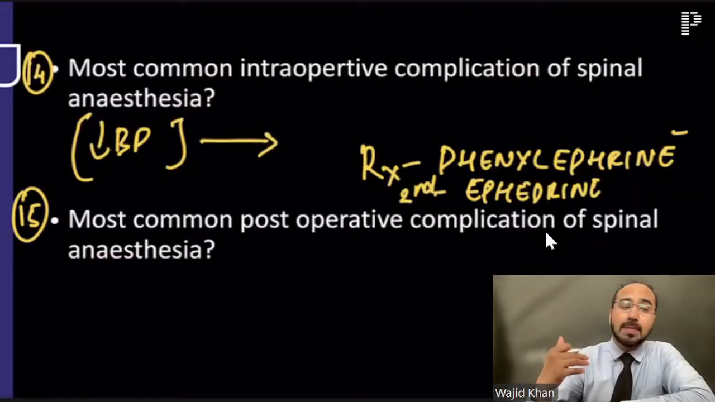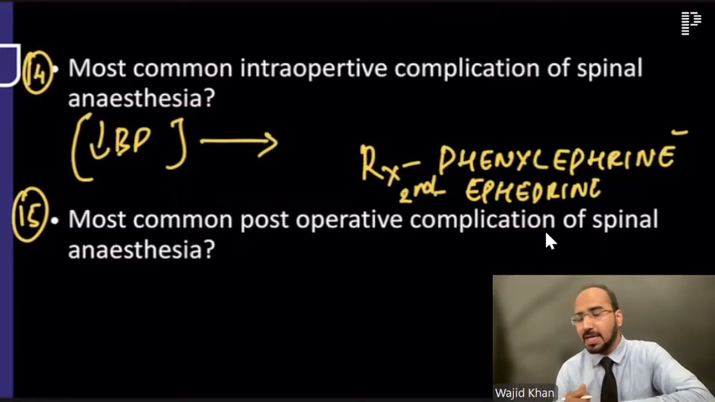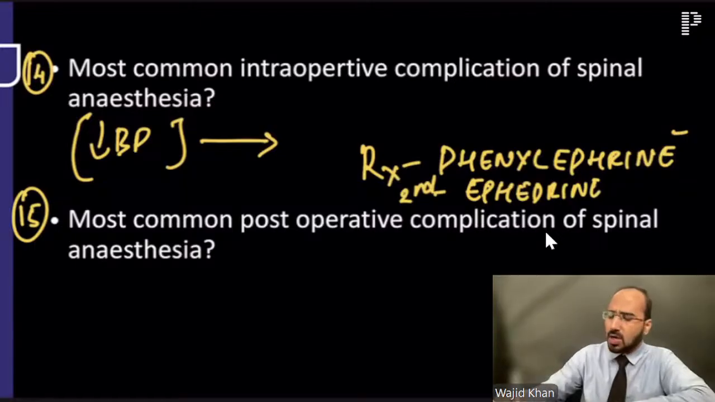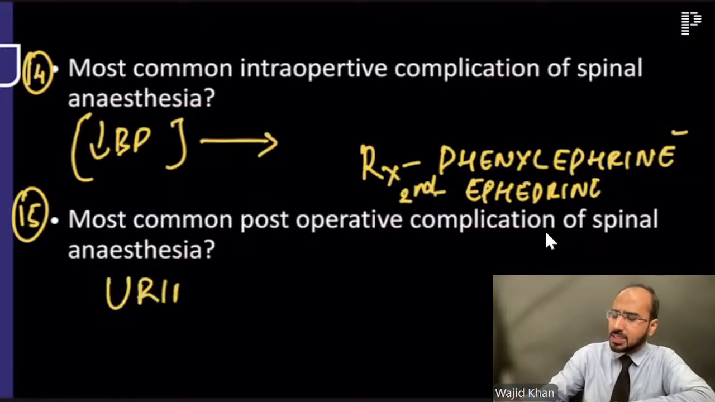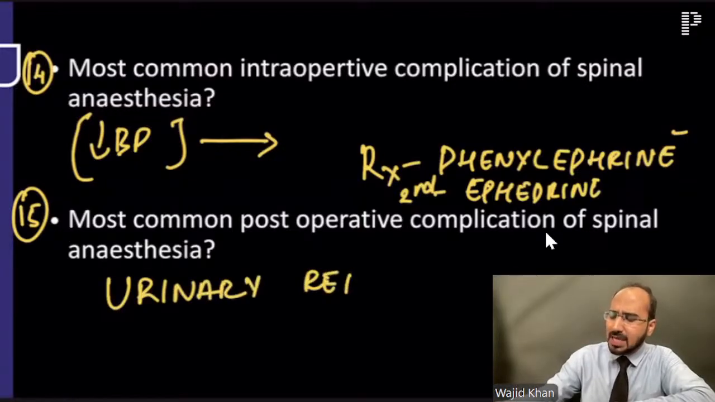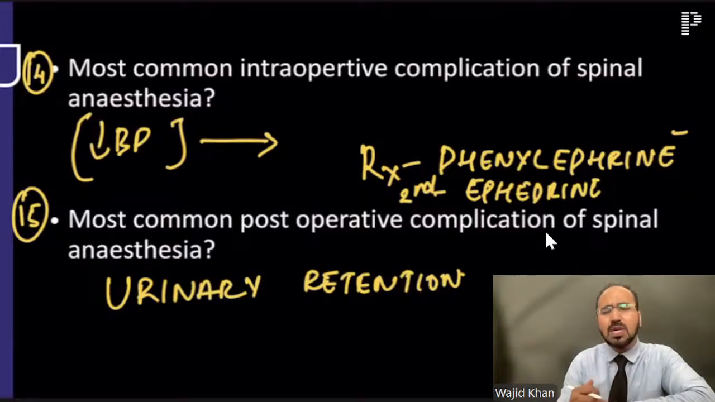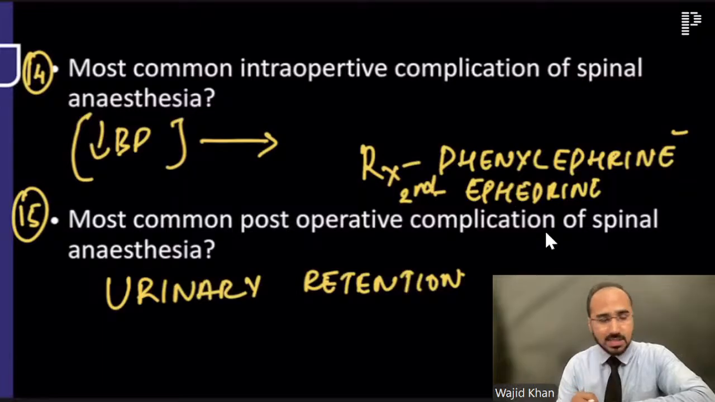What is the most common post-operative complication of spinal anesthesia? After surgery, what is the complication that you see in a patient, guys? After surgery, the patient will be complaining of urinary retention. Why? Because the sacral segments are usually blocked with spinal anesthesia. After giving spinal anesthesia, sacral segments are the last to recover. Due to that, the patient will have urinary retention. So what we do nowadays is keep a Foley's catheter to avoid this complication.